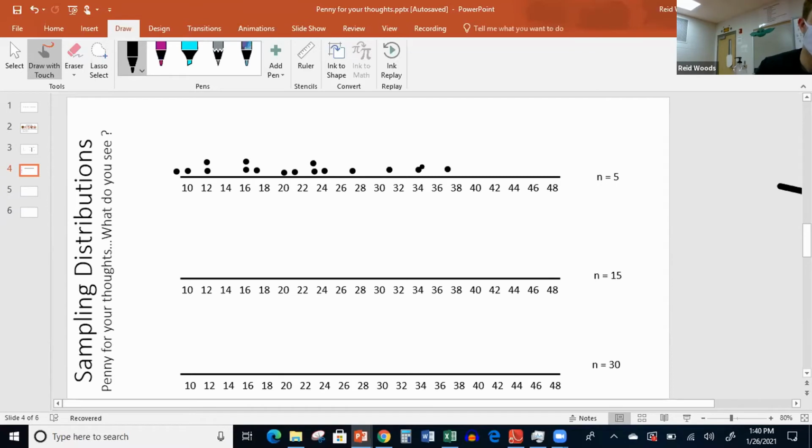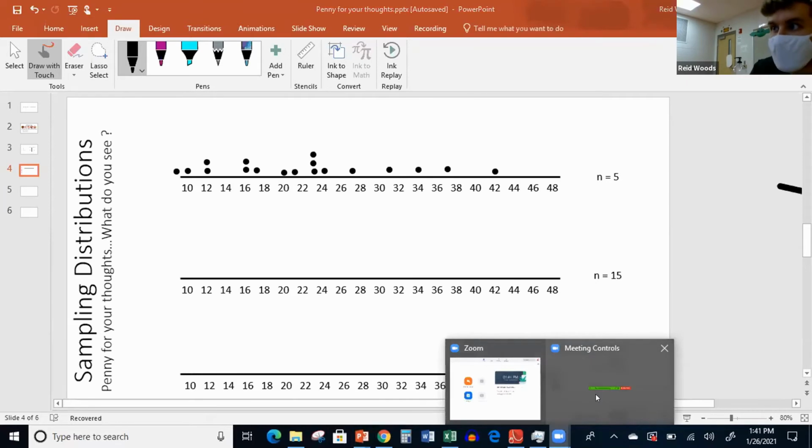Go ahead, Mackenzie. Yeah, for sample size 5, the first 2 averages I got 42. 42? Yeah. I don't know, that's fine. I mean, I believe it. Okay. 5 old pennies. And 23. 23. Okay. And then I need to go back and grab.